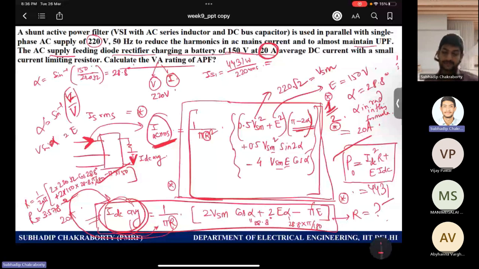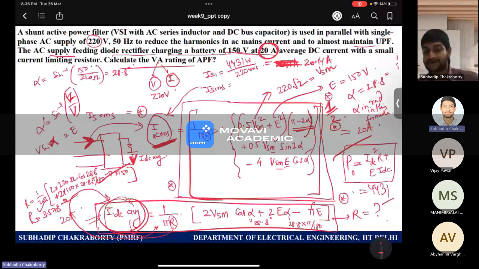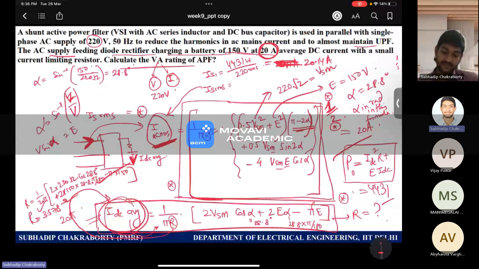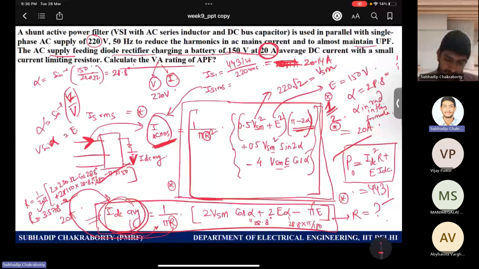You use this formula. Because AC RMS current, net fundamental we did by power balance, but net AC RMS current you will use this formula. So if you calculate, you will get the answer. You just put R value as 3.578, VSM as 220 root 2, E as 150, and alpha value you plug in terms of radians, and then you will get around 25 amps.